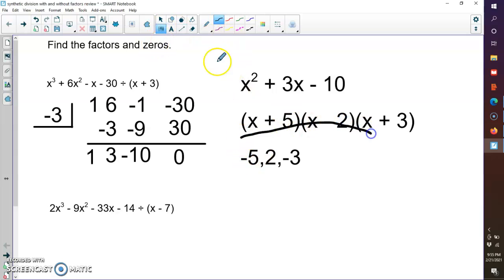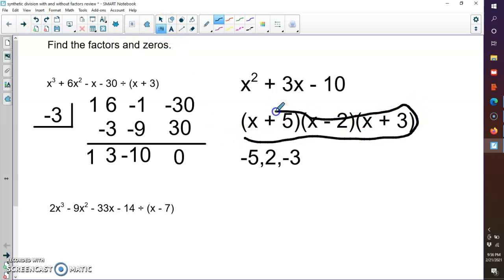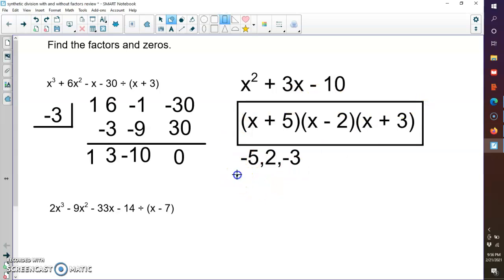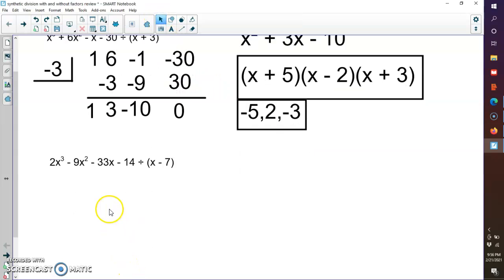So essentially, my answers for factors, whoops, let's do a little better there. For factors, it's these 3, and oops, let's do it like this instead. These are my factors, and these are my zeros, right there. Okay. We'll do one more like that.